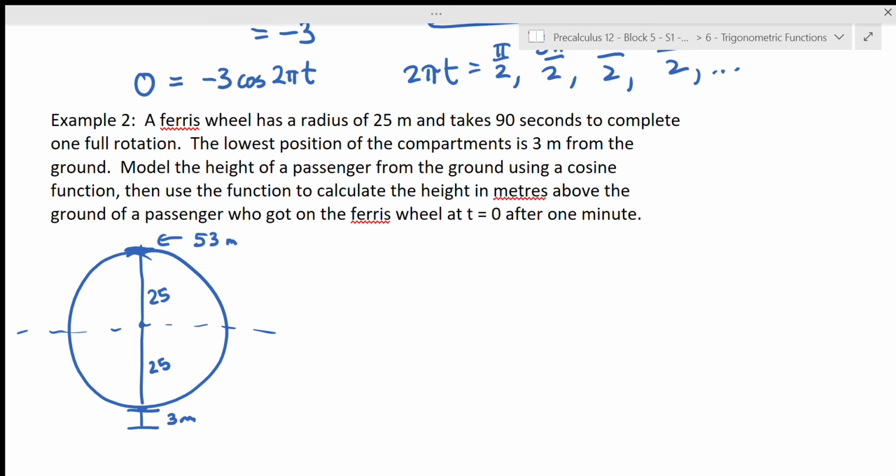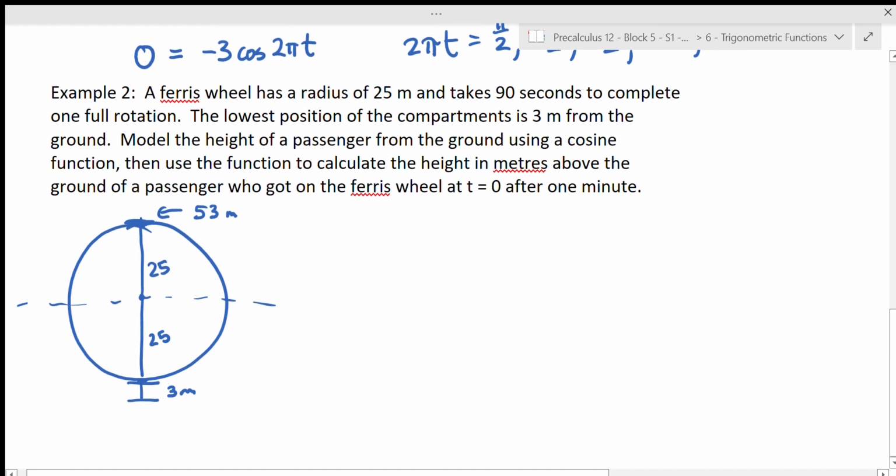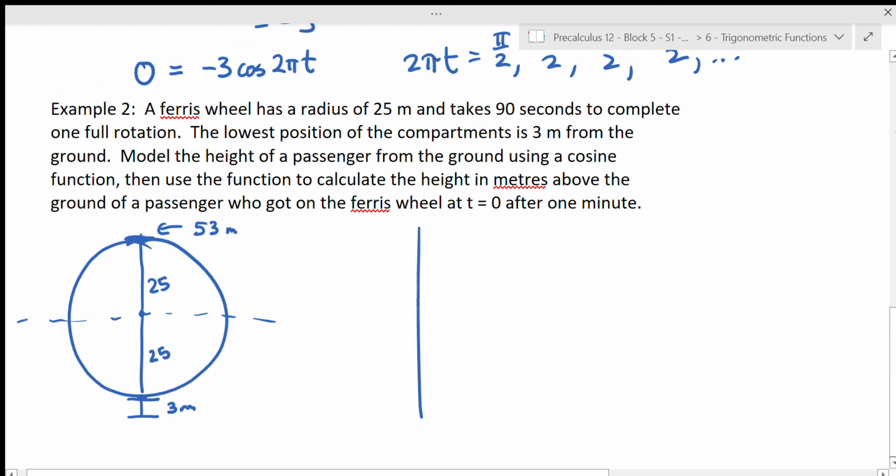Let's take a look at what this might look like graphically. We're starting at the lowest point, right? So if t equals 0, we want to start at the lowest point.